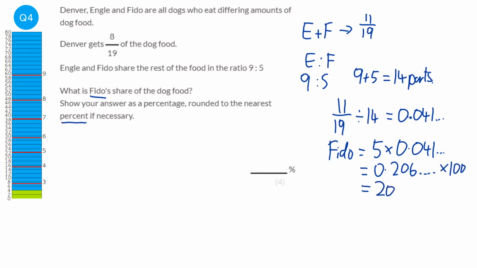So we have 20.676... percent, and it wants it rounded to the nearest percent, so that would be 20%. Or actually it would be 21%, because this would round it up, so 21%.